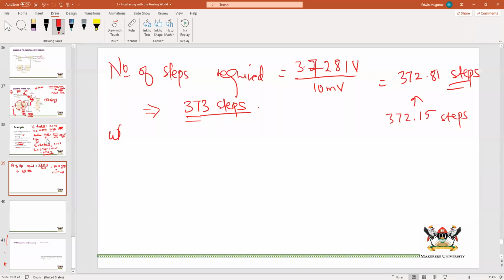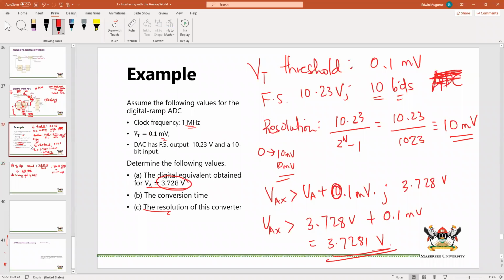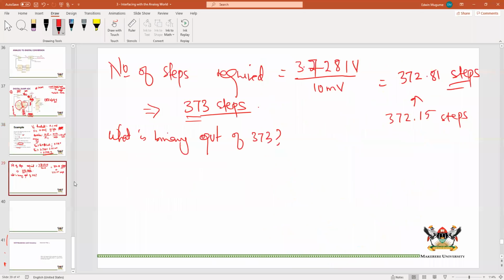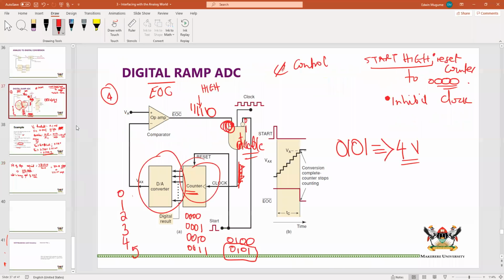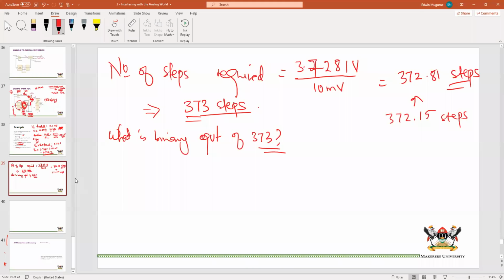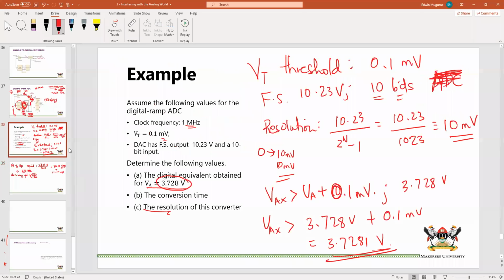So what is the binary equivalent of 373? That is your answer. I think you know how to convert it. The digital equivalent of 373 is the one that will be in the counter here, and it is the one that they take as the output. So you get 373 and convert it to binary, and I think you know how to do that.